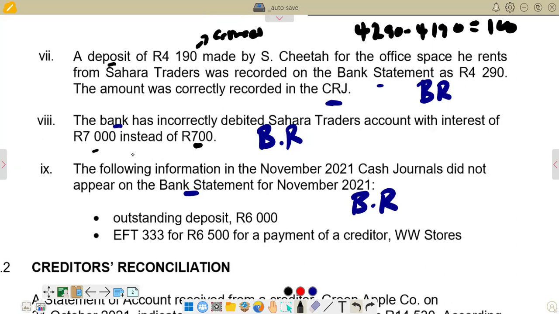So to cancel off the big amount that was put there, that was overstated, we need to see the difference, and then we go to the opposite to get that. So we're saying 7,000 minus 700, and if you do that, you're going to get 6,300. So 6,300, this bigger figure, is on the debit side. So to cancel, go to the credit side and put 6,300.